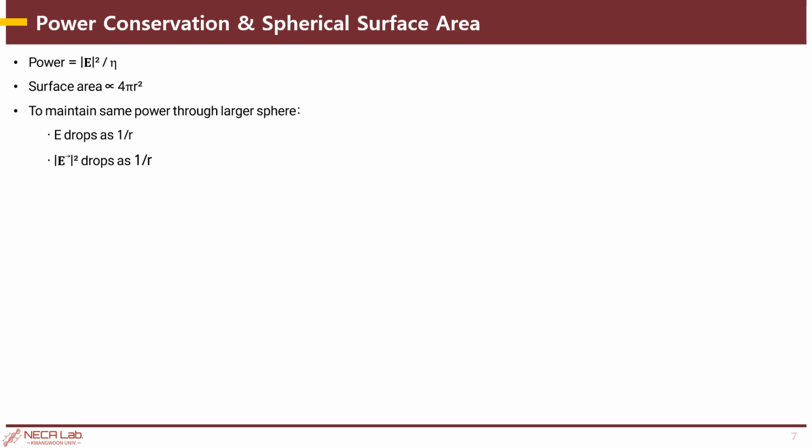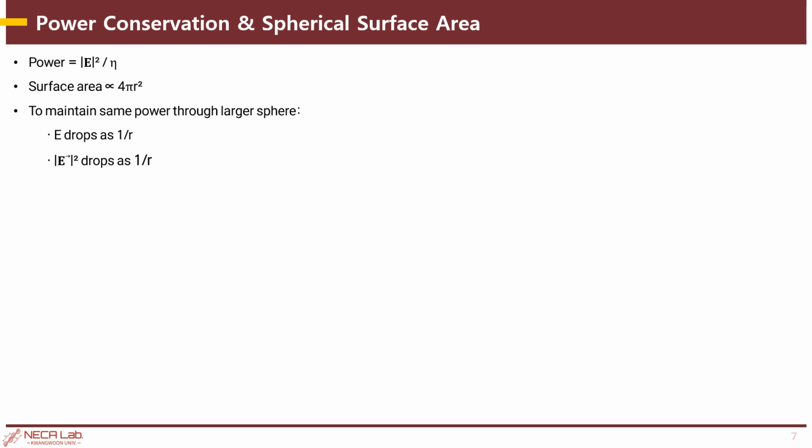In the far field, the power carried by the wave is related to the electric field using this formula. The power is E squared by eta. Now imagine a spherical surface expanding out from the antenna. Its surface area increases with the square of the radius, that's 4 pi r squared. To keep the total power constant as the wave spreads out over a larger area, the strength of the electric field has to drop.